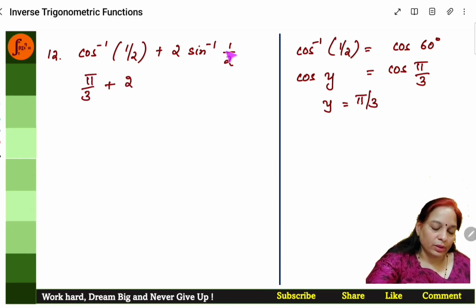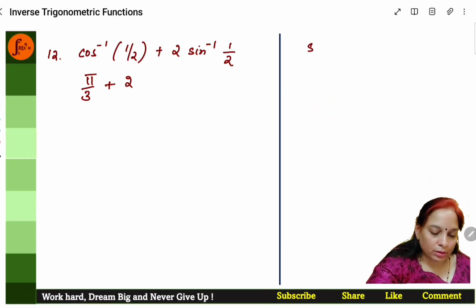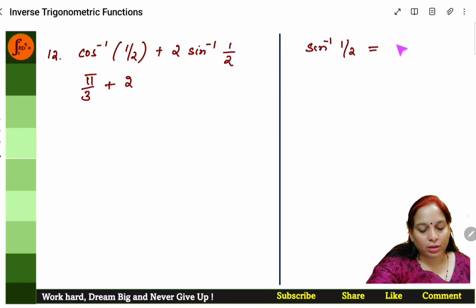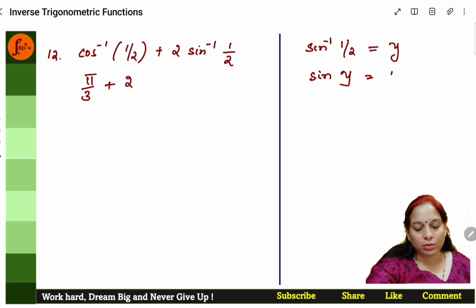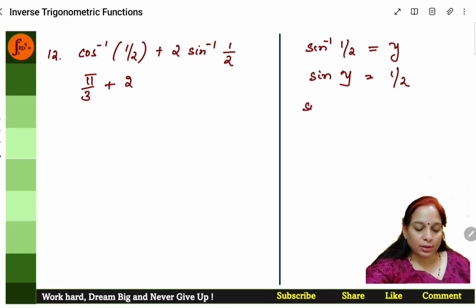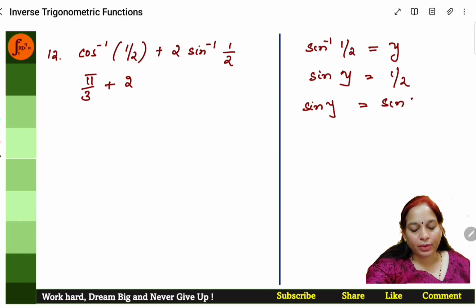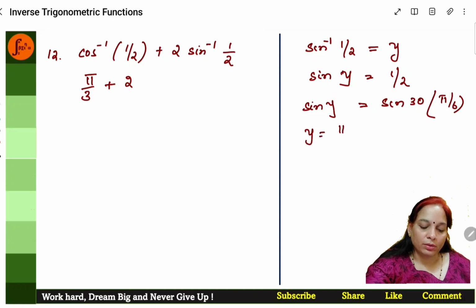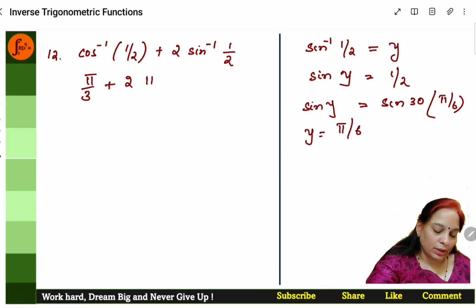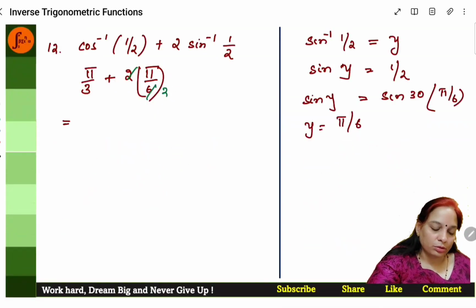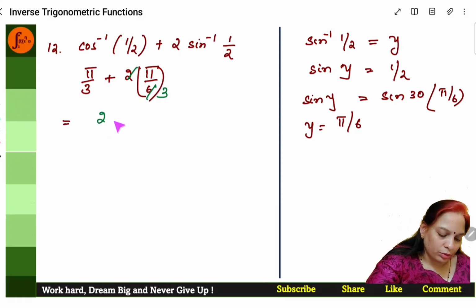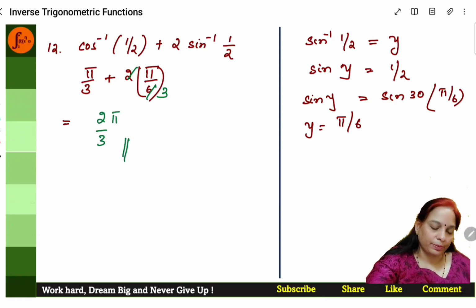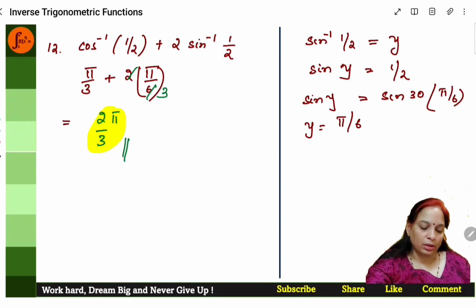Then 2 sine inverse of half. Sine inverse of half is nothing but, you say it's y. That means sine y is equal to half, and half is nothing but sine 30. Sine 30 is pi by 6. So y is equal to pi by 6. So I'll write here pi by 6. So this is going to be 2 ones are, 2 threes are. So this is going to be 2 pi by 3. This is the answer. 2 pi by 3 is the answer.